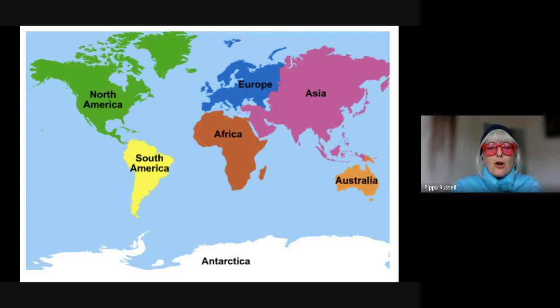So there's 7 main continents in the world. Those are North America, South America, Africa, Europe, Asia, Australia, which is sometimes referred to as Australasia or Oceania, but generally called Australia and does include New Zealand. And then we have Antarctica.